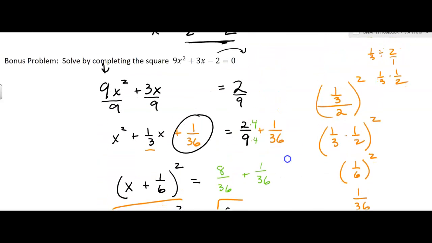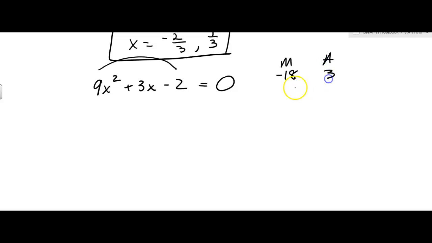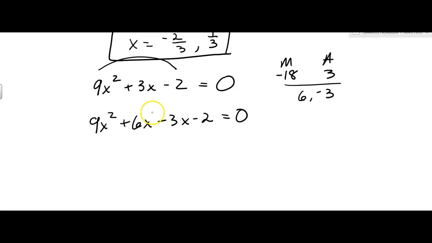Where was it? 9x squared plus 3x minus 2. Okay. 9x squared plus 3x minus 2 equals 0. So you probably don't have enough room on your paper, but this is, if I would have thought about it, they said to solve by completing the square, so I just did it that way. But I want to multiply to be negative 18 and add to be 3. Those numbers are 6 and negative 3. So it gives you a chance to see how to do it by grouping again.